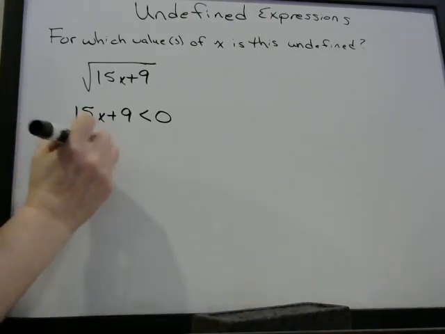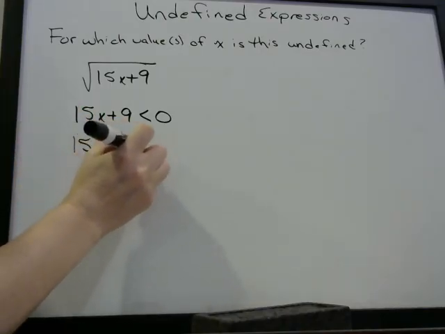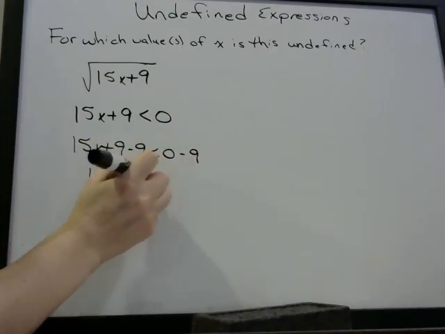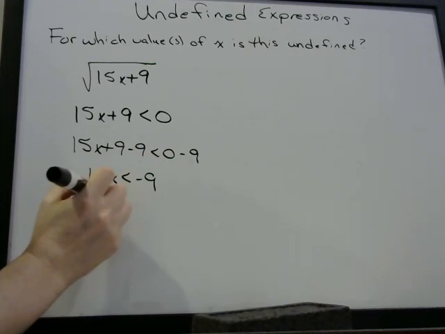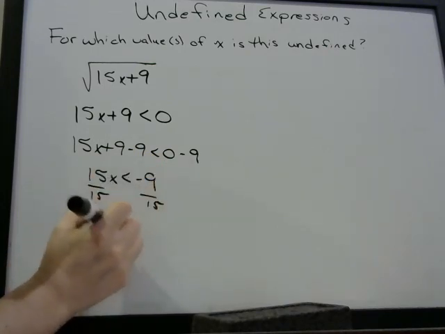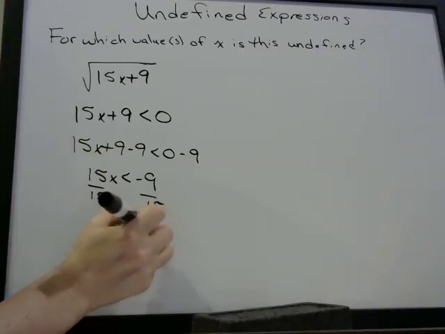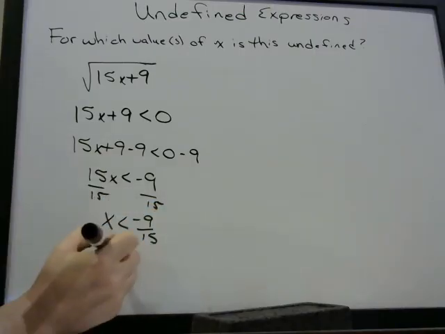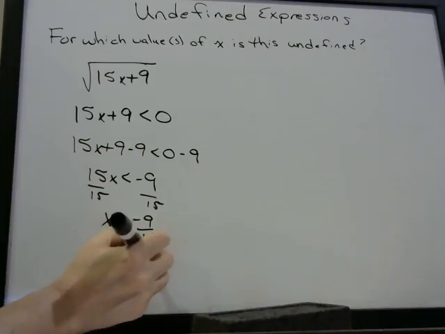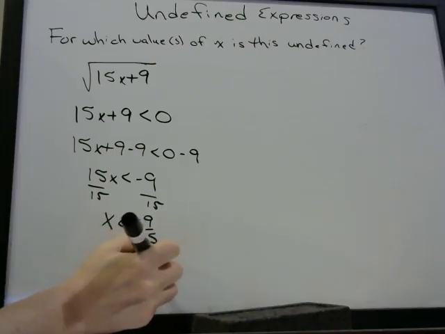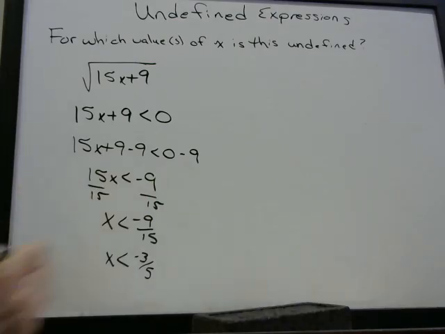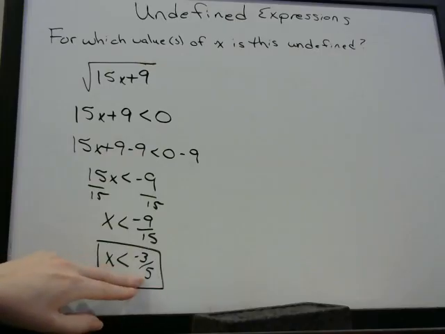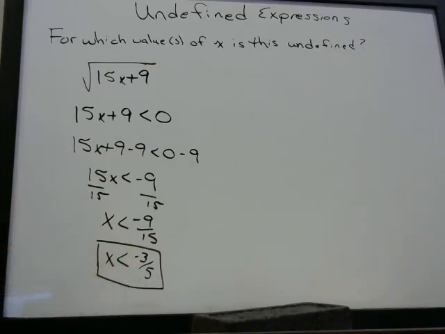And again, we just have an algebra problem. Subtract 9 from each side. Divide by 15 on each side. And then put this into lowest terms. If you don't know what that is, watch the videos on Facebook regarding fractions and lowest terms. So the answer to this question is x is less than -3/5.